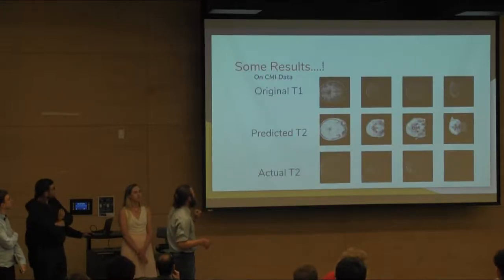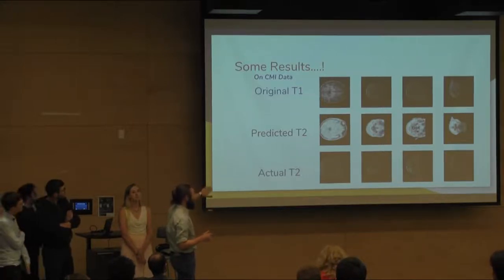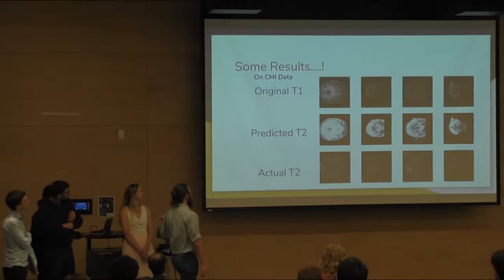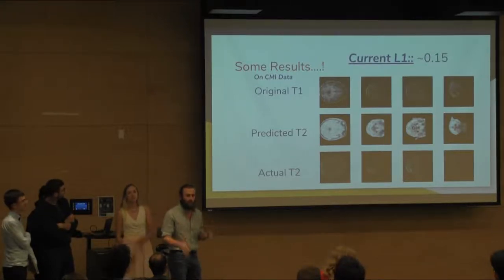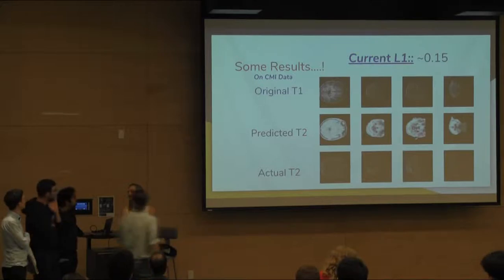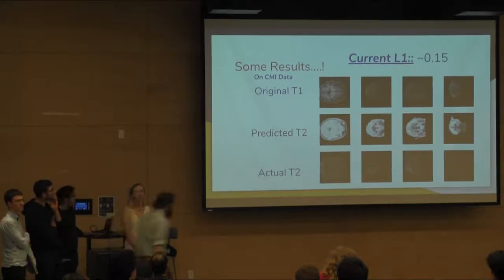This is one of the results that we had in the CMI data when we were still using it, where we had the original T1, then the projected T1, and then the actual T1, with an L1 loss when training on the first epoch of around 0.15, which is okay to start with. This is a good toy example to learn how to do this technique. We basically ran into the issue that the CMI data's T2 images weren't great, so the model wasn't really learning anything.